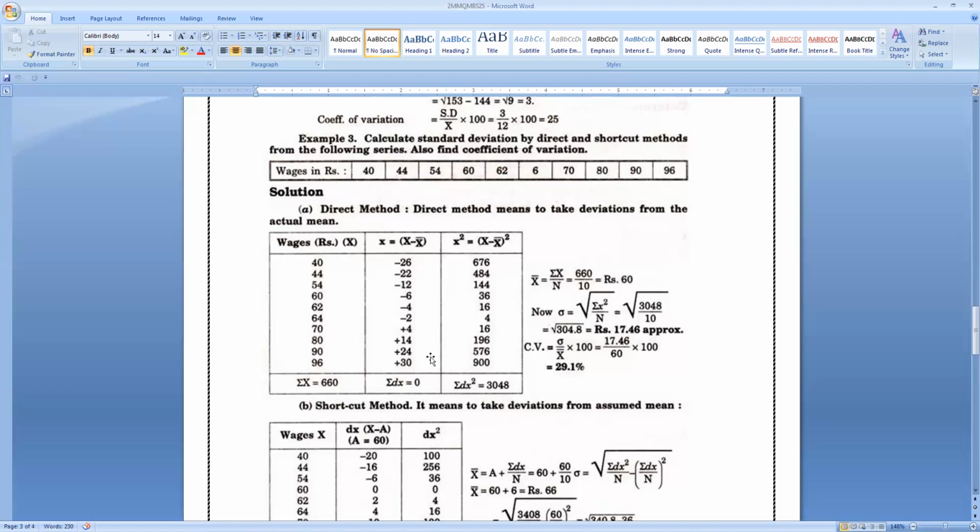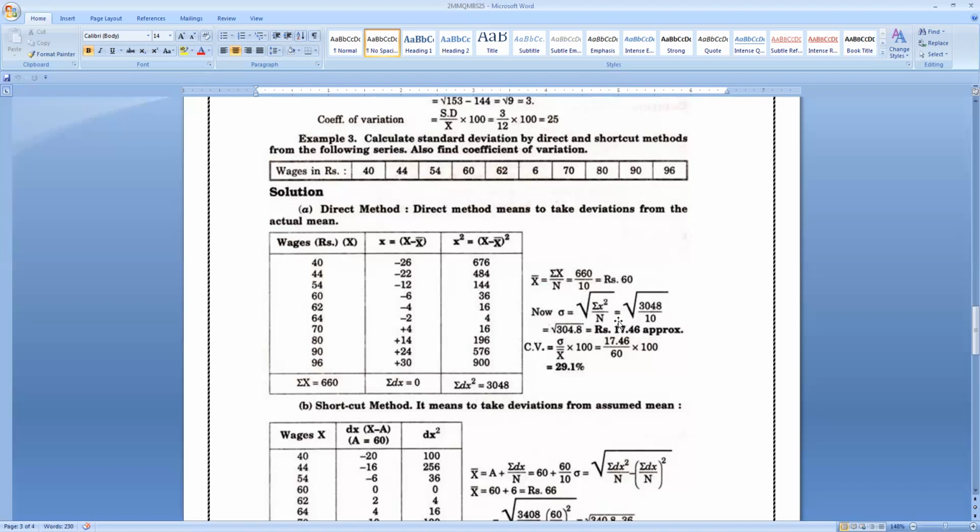14 square is 196, 24 square is 576, 30 square is 900. Total all the values of deviation square, that is 3048. Now we'll have to apply the formula, that is standard deviation is nothing but root of sigma x square divided by n. This is the direct method, where we calculate with the help of the actual mean.